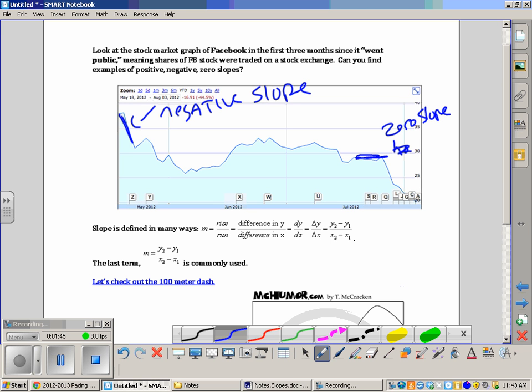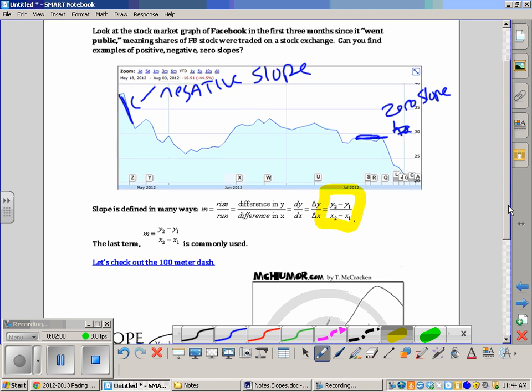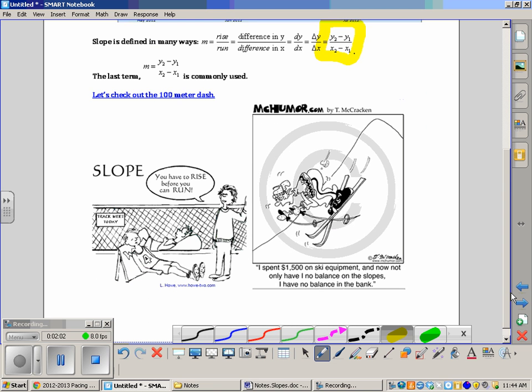We know the equation for slope is right here. Mainly, we use y2 minus y1 divided by x2 minus x1. And that's not given to you in the MCAS, I don't think, for kids that are taking the MCAS. People also say rise over run. I have a cute cartoon here: you have to rise before you run, the picture of the kid on the ground waiting for the track meet.